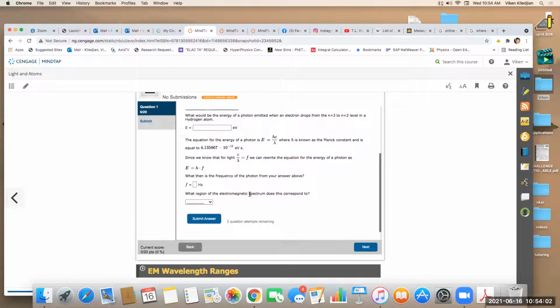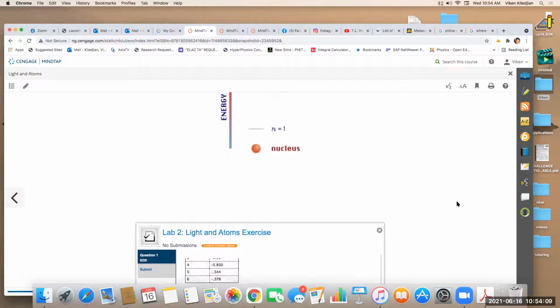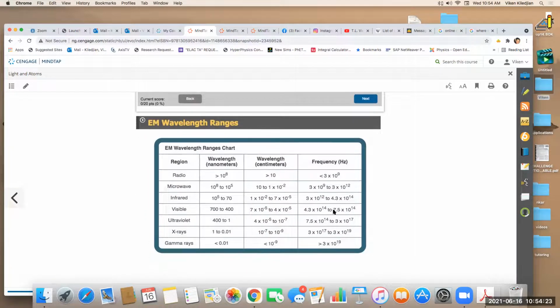And what region of the electromagnetic spectrum does this correspond to? The choices are visible or whatever. It should be visible because this is the jump. I believe it should be visible. And then you can compare it to this region. What was the answer we got? I think 10 to the 14, right? Yeah, there you go. So if it's between 4.3 and 7.5, then it would be visible. They're always giving you this chart to compare to.